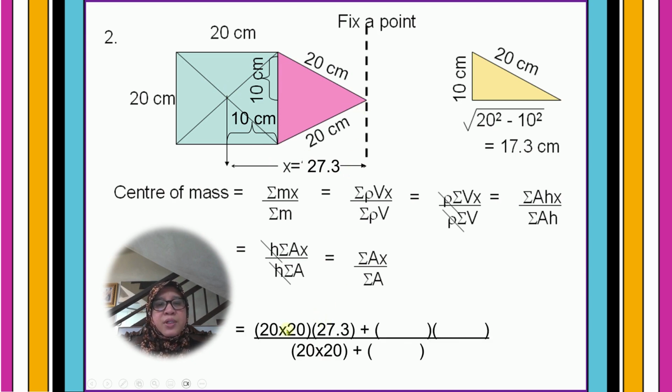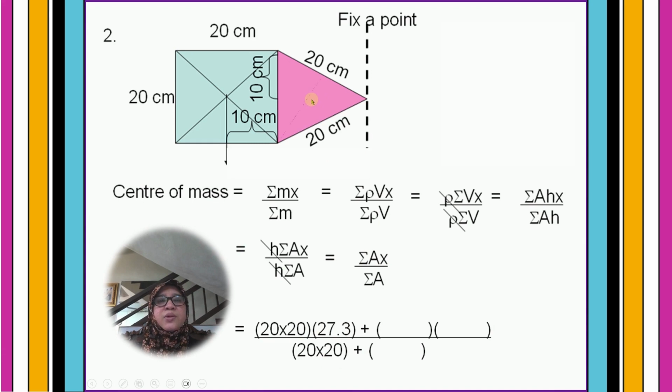So we can substitute into the equation here. Area will be 20 times 20 centimeters squared, and then the distance is 27.3. Then the area below here, total of area. So for square, 20 times 20 centimeters squared. So for the equilateral triangle.